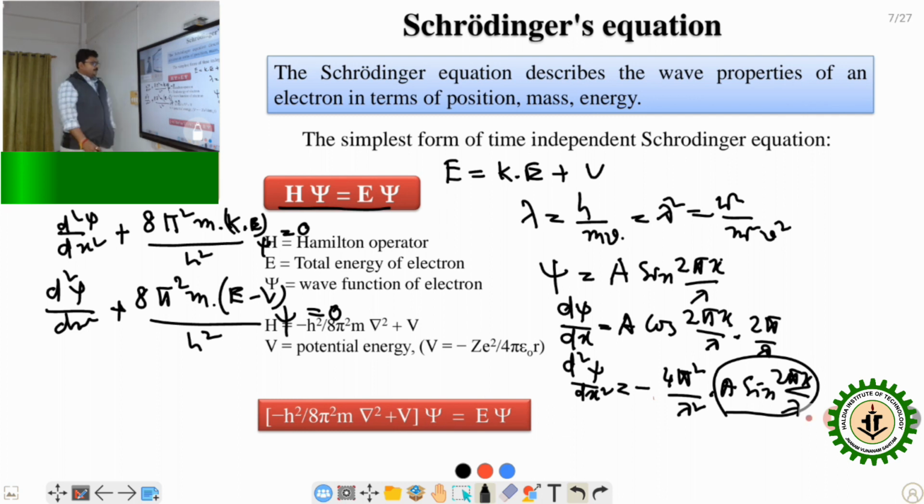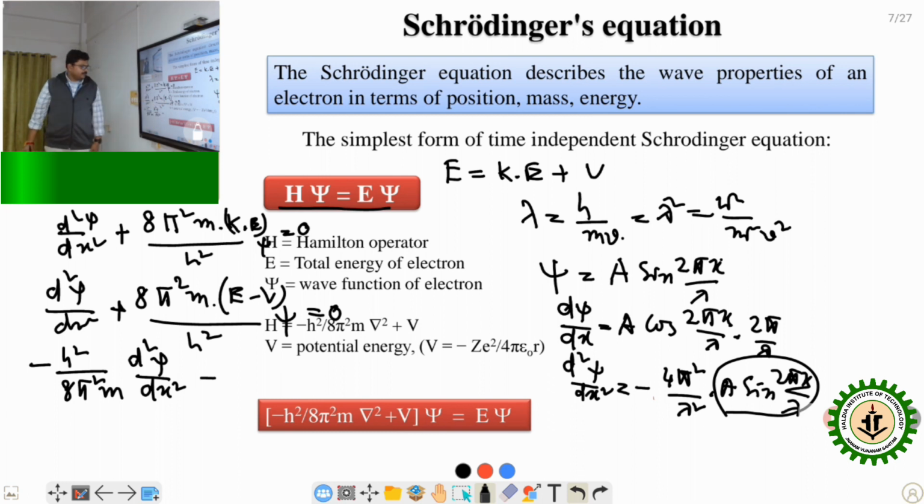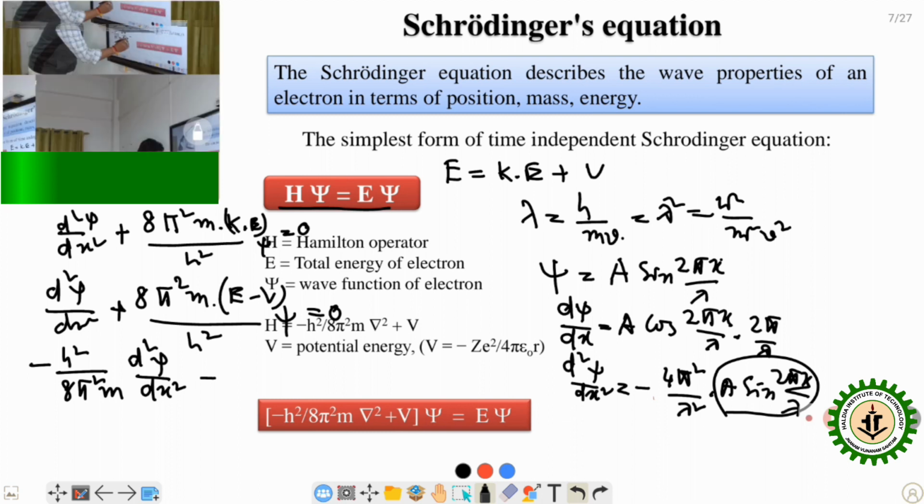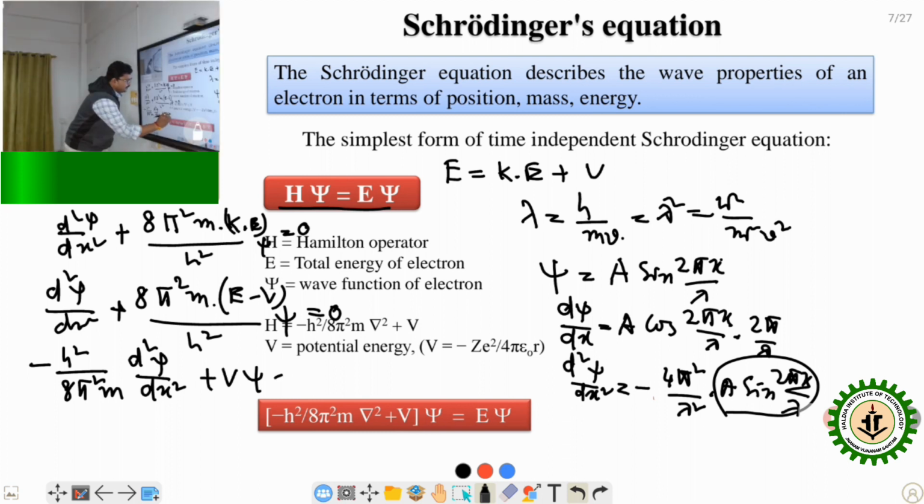This will be equal to 0. Okay. Now I will do further modification by multiplying the whole expression by minus h² divided by 8π²m. As a result, it will have minus h²/8π²m d²ψ/dx², then minus (E minus V) ψ is equal to 0, or I can write plus Vψ is equal to Eψ.